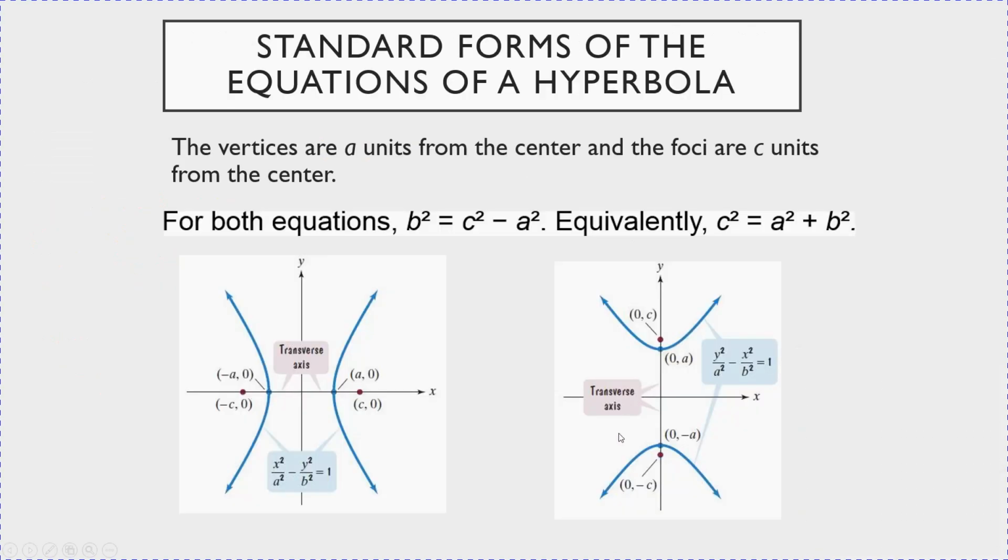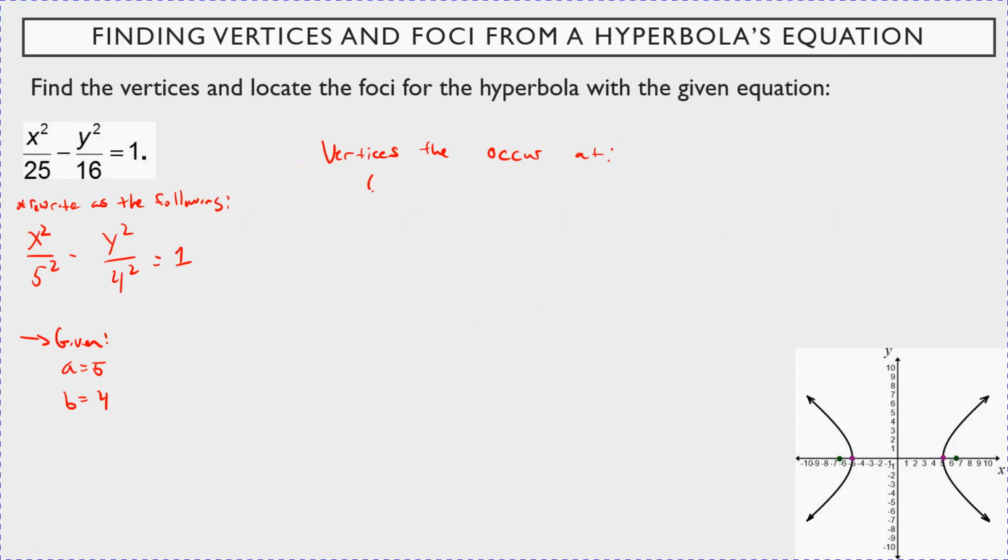So going back, my vertices here, because it's x squared over a squared minus y squared over b squared, my vertices are going to be negative a comma 0 and a comma 0. So look, my a is 5. So this is negative 5 comma 0 and 5 comma 0. And you can see that right here.